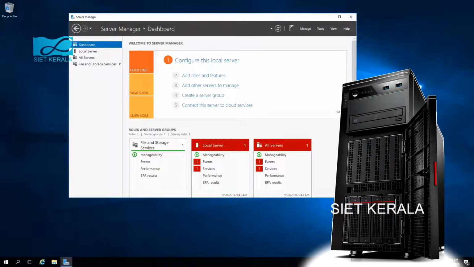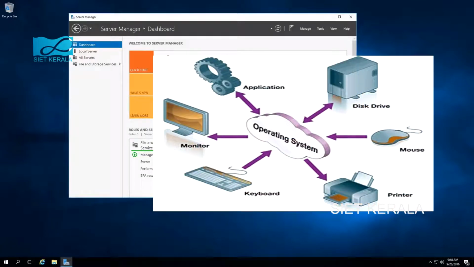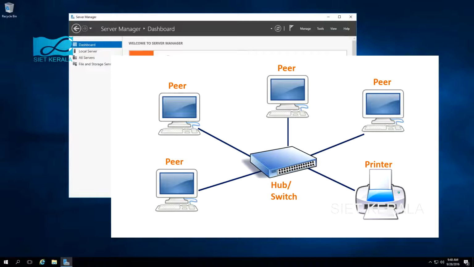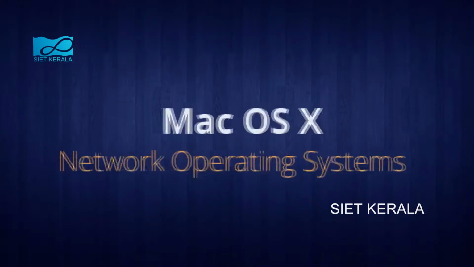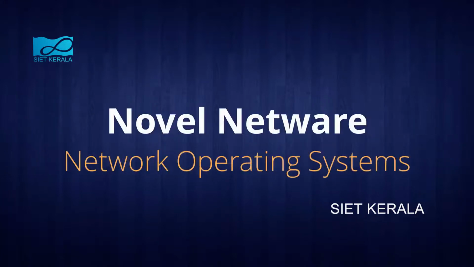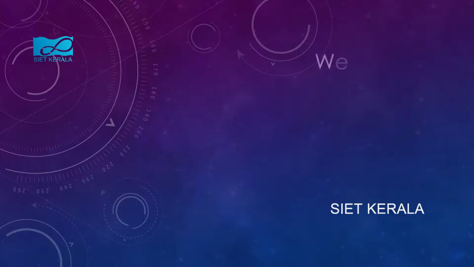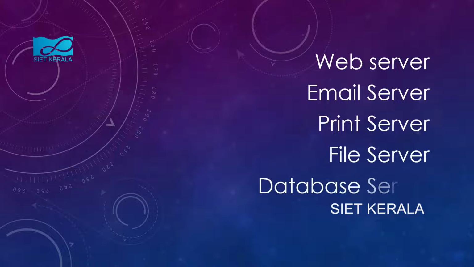A network operating system runs on a server computer. It allows the server to manage data, users, groups, security, and provide facilities to connected devices. The main objective of using a network operating system is to allow the devices to share files and access resources such as printers through local area network, LAN or WAN. Microsoft Windows Server 2016, Sun Solaris, Mac OS X, Unix, Novell NetWare, and Linux Server are some examples of network operating systems. There are many types of servers including web server, email server, printer server, file server, database server, and application server.